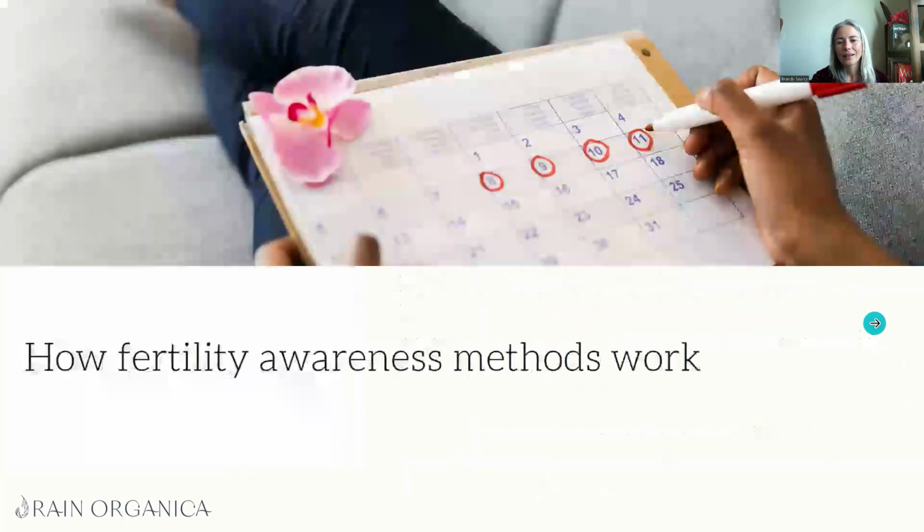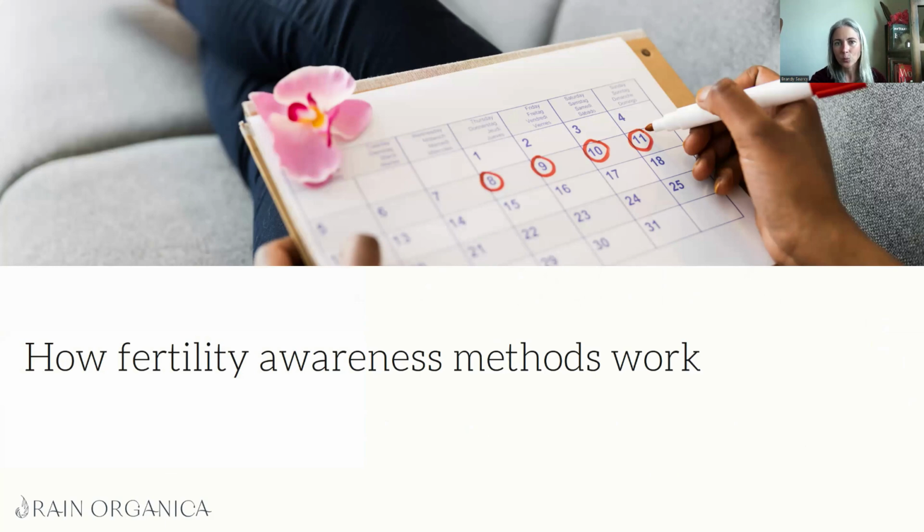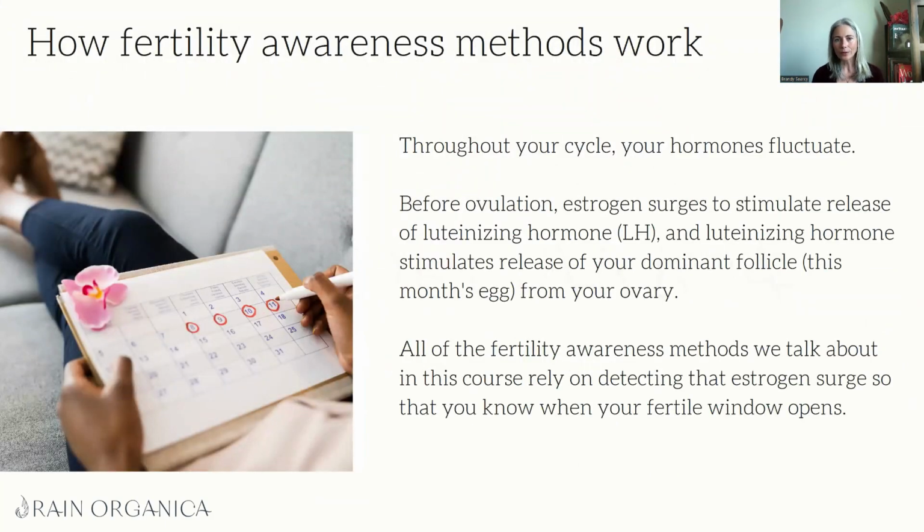So how do fertility awareness methods work? Well, throughout your cycle, your hormones fluctuate. Before you ovulate, estrogen surges to stimulate release of luteinizing hormone. Luteinizing hormone is the hormone that stimulates release of the dominant follicle, which is this month's egg from your ovary. Every single one of the fertility awareness methods that we'll talk about relies on detecting that estrogen surge so that you know when your fertile window opens.